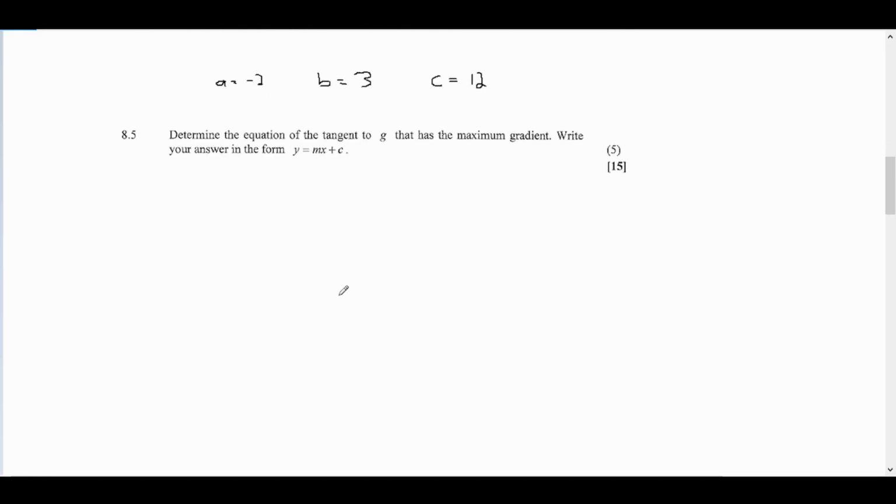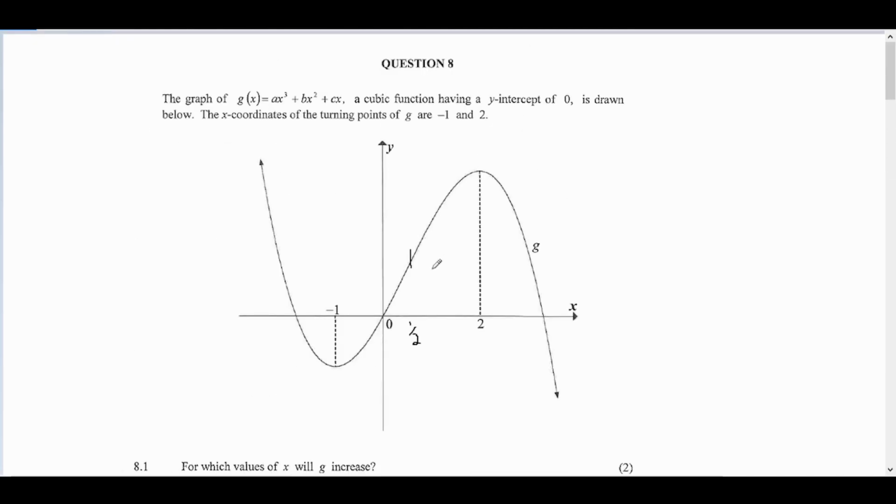8.5, and it's the last question. Determine the equation of the tangent of g that has a maximum gradient. Write your answer in the form of y equals mx plus c. We know that's a straight line. So maximum gradient, if we go back to our graph over here, the maximum gradient we have is at the point of inflection.